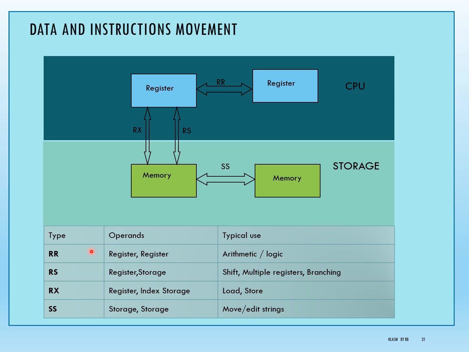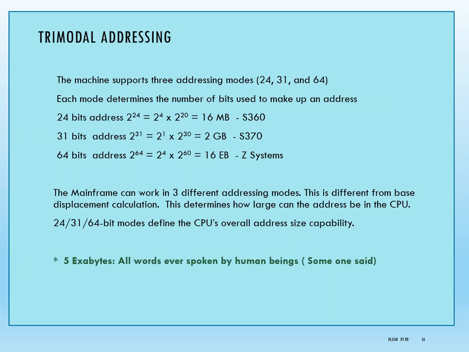But many times you see in literature, oh, this is an RX type of instruction. So understand this. There are four types of movements happening, and based on that there are a few more also, but this is the most important one. So one more small topic, trimodal addressing.